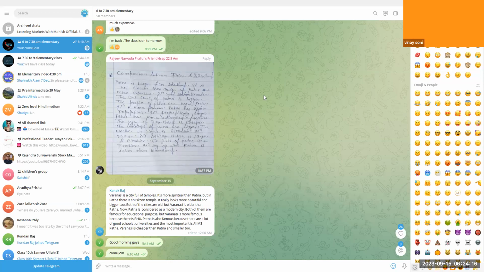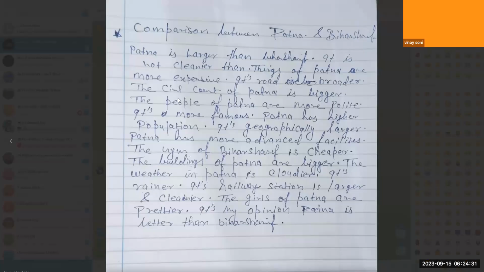Patna is bigger. The what is Patna bigger? If anyone can read this handwriting, the civil court of Patna is bigger. The people in Patna are more polite. Patnites are more polite. It's more famous. Patna has higher population. It's geographically larger. Very good. Patna has more advanced facilities. The gym of Bihar Sharif is cheaper.